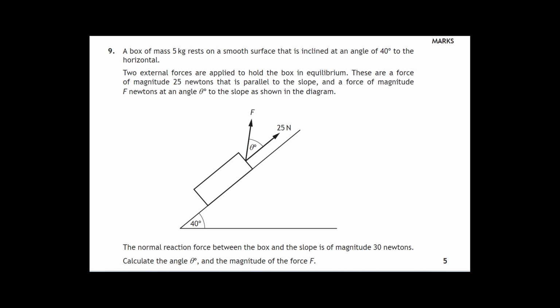The normal reaction force between the box and the slope is of magnitude 30 newtons, and that is not shown on the diagram. Calculate the angle theta degrees and the magnitude of the force F.